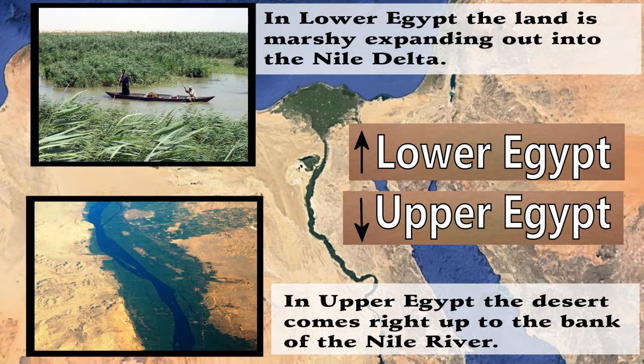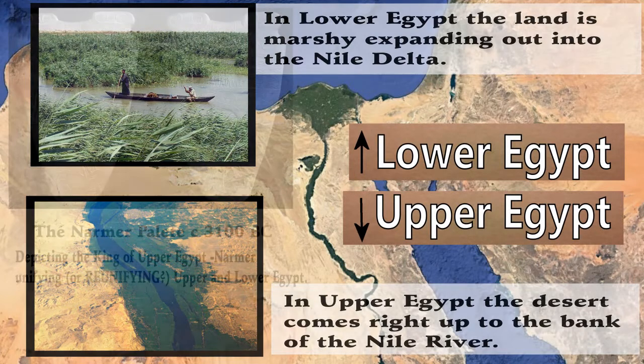In Upper Egypt, the desert came right up to the bank of the Nile River. There was a very thin strip of fertile land. During the annual season of the Nile flood, this had a very different impact on the people of Upper or Southern Egypt, while in Lower Egypt the land was defined by marshes and the delta, and the impact of the flood was quite different in this part of Egypt.